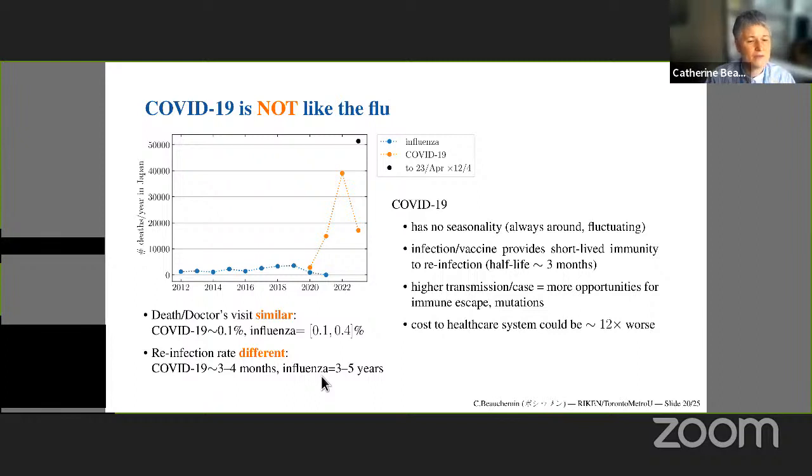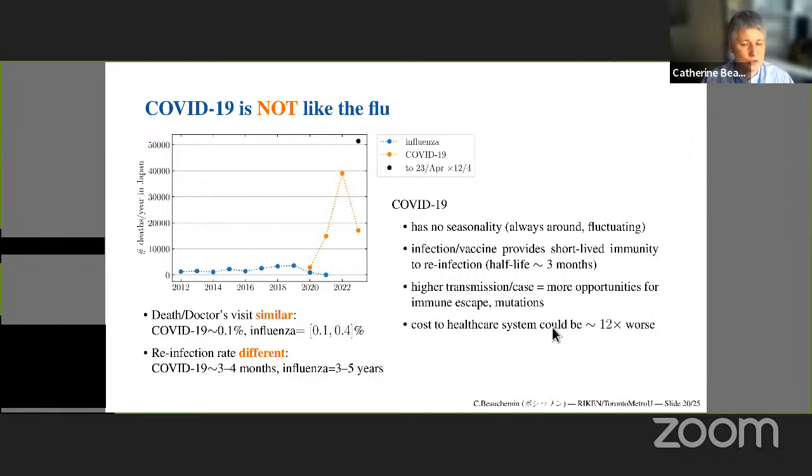And that's why, because we have the same death rate, but we have so many more cases, and because there's in particular no seasonality for COVID, the infection and vaccine provide only a short-lived immunity. Your half-life is around 3 months on both infection and vaccine. There's a higher transmission per case, so there's more opportunities for the immune escape and the mutation. And the cost to healthcare, of course, is going to be huge, and at least 12 times worse than it was with the flu. So with flu, people were taking many measures to try and reduce the cost to healthcare.